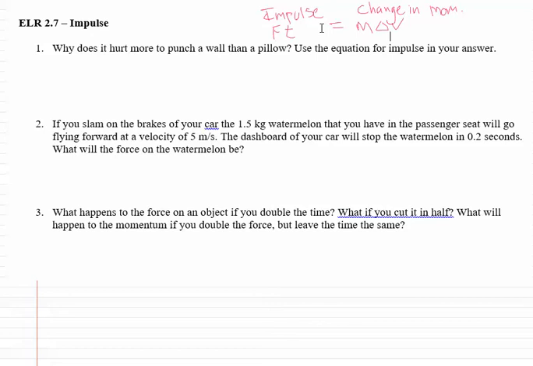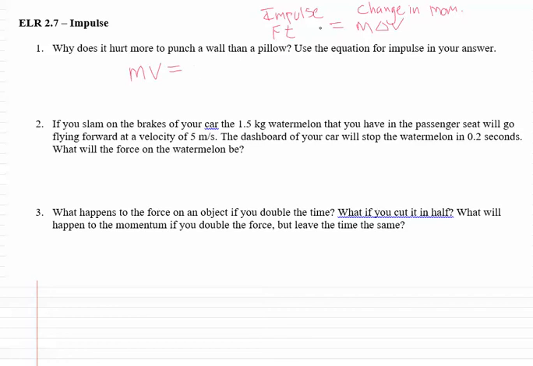So in the first question, it's saying, why does it hurt more to punch a wall than a pillow? We've talked about this quite a bit in class. Well, if you're going to punch a wall or a pillow, basically you have your fist with a certain amount of mass going a certain velocity that you have to make go to zero. So you're going to make your momentum go down to zero. And so these two things are pretty much set. If you imagine this fist going slow motion into either a wall or a pillow, you've got to make this certain amount of momentum disappear. And in order to make that disappear, you have to have a certain amount of impulse.